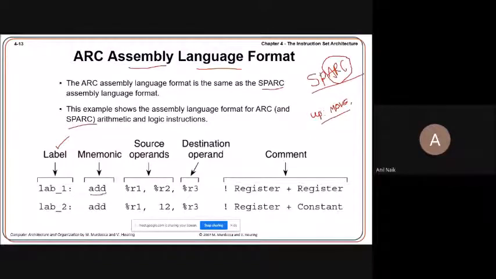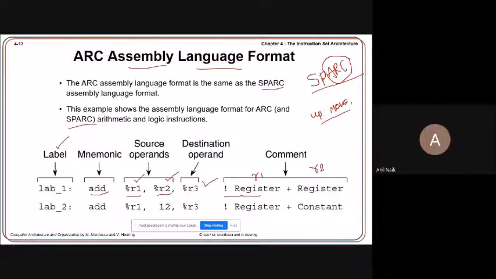Then the mnemonic. Mnemonic means the instruction, the add instruction. Then the source operands. To perform the addition we need two registers, R1 and R2. These are the registers we use, the R1 register and the R2 register. These are the source operands, and then the destination operand. And then the comment. We specify the comment here, like the content of register plus register, which registers we used here: R1 and R2.